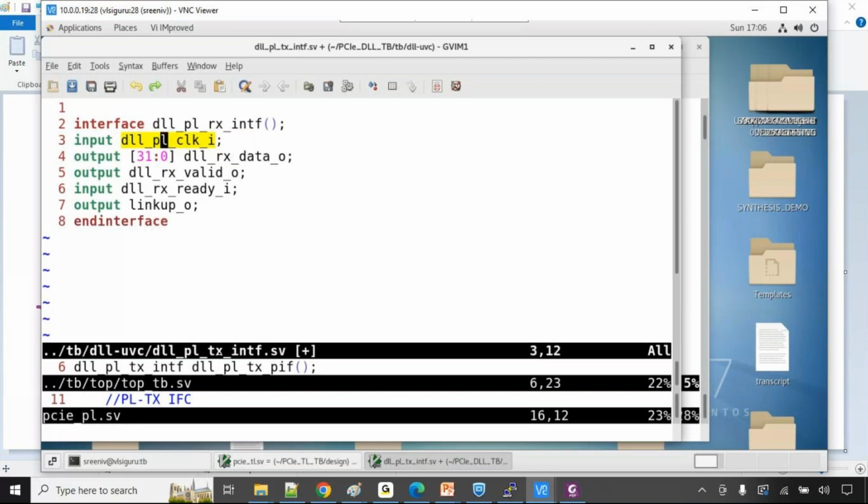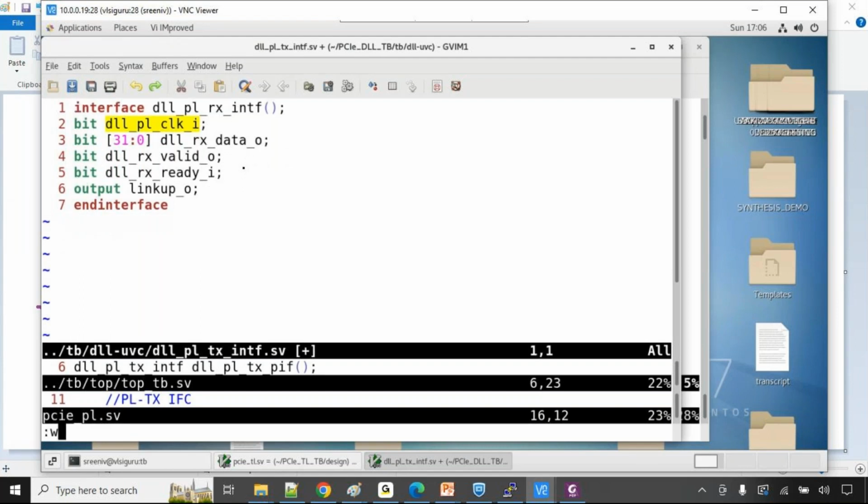You might think that this clock will go into it. The clock would not go into it, because the clock will be an internal signal, because it's an output of the data link layer input to the physical layer, so it won't be here. Okay, bit, bit, bit, bit. And the other thing is I'm going to save it as PB DLL UVC DLL PL RX interface.sv. Okay.